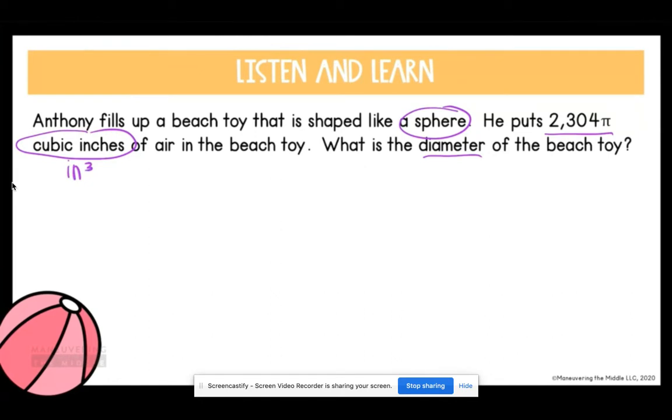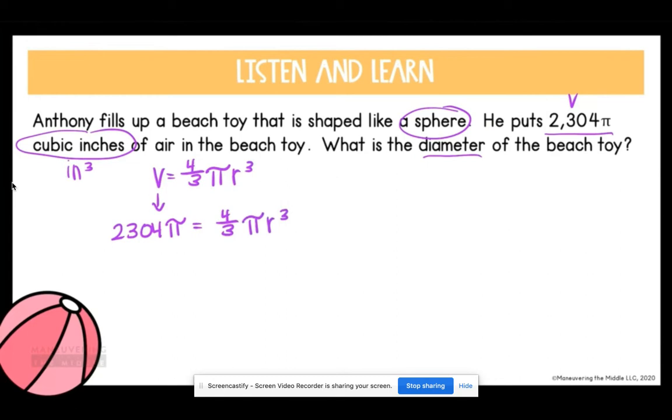Well, since we know the volume of a sphere formula, let's start there and see if that helps us. The volume equals 4/3 pi r cubed. Well, we want to look for anything we can substitute into the formula that we're given, and the only piece of information we're given is this volume. So in place of v, let's write what they gave us, 2,304 pi. Then I'll write the rest of the formula.